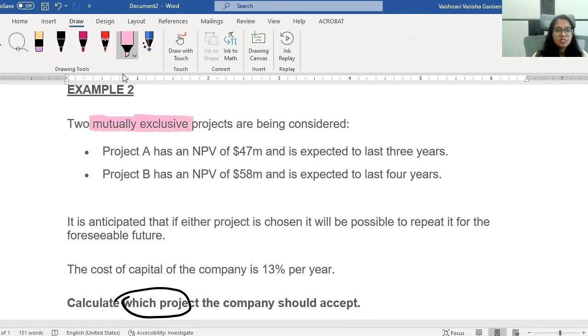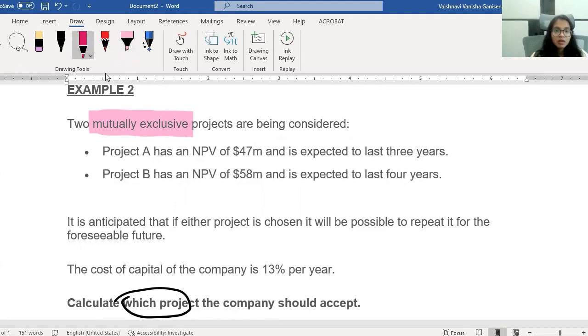So what does it mean by mutually exclusive? If you take on one project, you cannot take on the other one, because one project will affect the other. Okay, so if you take project A, you cannot take project B. If you take project B, you cannot take project A.